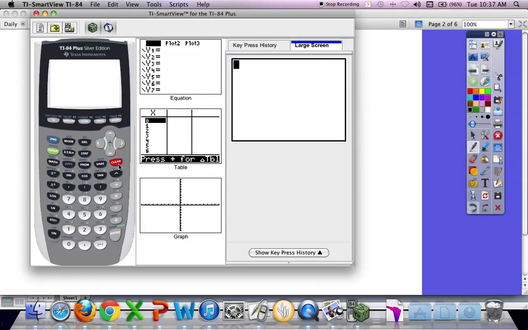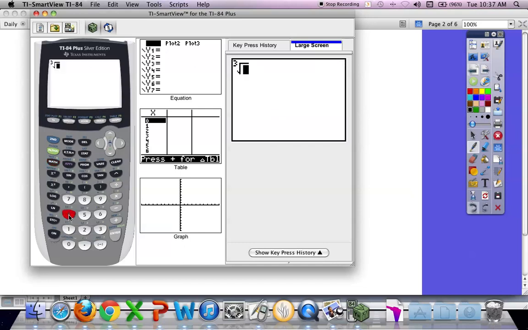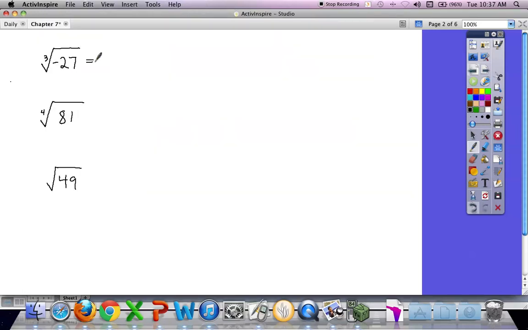So let's try the third root. Now again, we have a few options for this. If I go to the math menu, there's actually an option specifically for the third root. So we can pull that up. Option 4, put in negative 27, enter, negative 3. So negative 3 times negative 3 times negative 3 is negative 27.